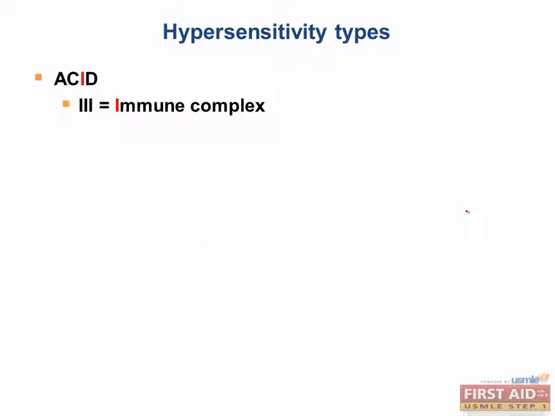I is for immune complex, and this represents type 3. And you can think of three things involved. So there's an antibody, an antigen, and then what is this going to activate? The classical complement cascade. So three things involved with type 3. That's a good way to remember it. This antigen and antibody complex, what's that called? An immune complex. That's another name for it.